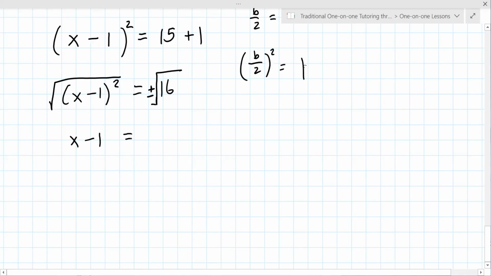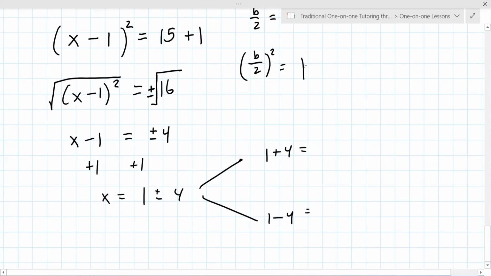So on the left here, it's x minus 1. On the right, it's plus or minus 4. Yes. Okay, we are not done with this problem though, because you have to add 1 to both sides. So x equals 1 plus or minus 4. 1 plus 4, 1 minus 4. 1 plus 4 is 5. 1 minus 4 is negative 3. Very good.